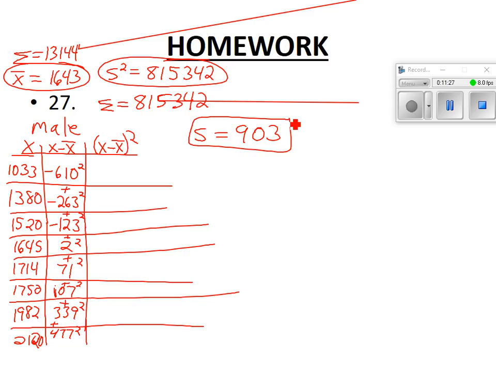Well, that doesn't seem like anything that I got. Did we do something wrong here? That's not what my numbers were. We're not anywhere close. Why are we so far off?